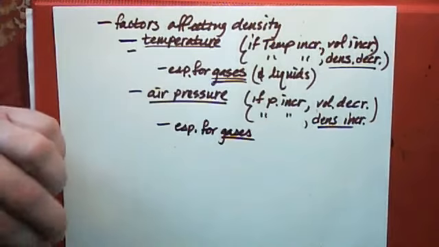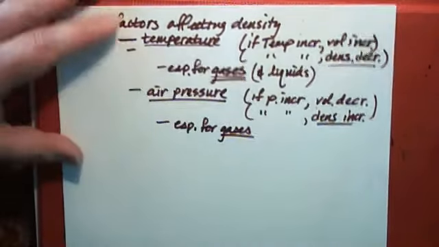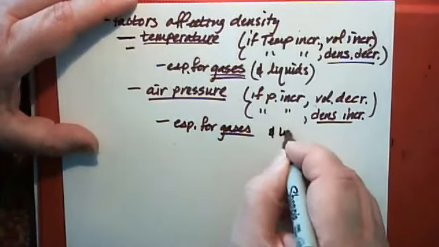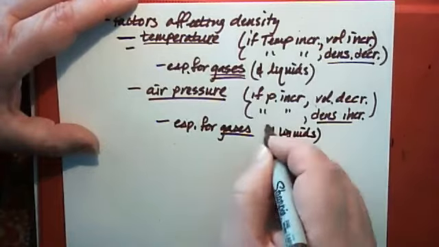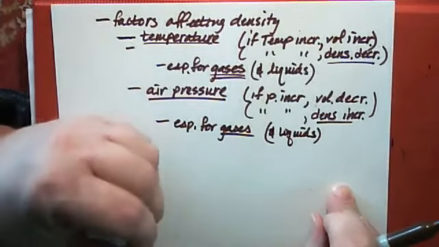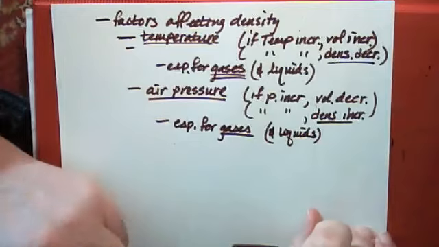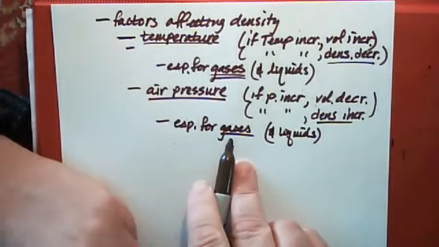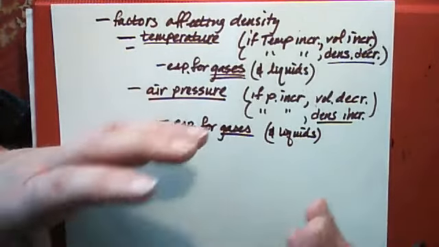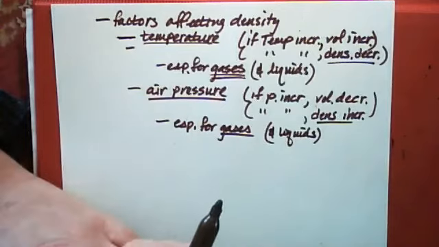And again, this is especially true for gases. Even a small change in the air pressure can result in a big change in the density of a gas. Also true to some extent for liquids, but not as much as gases. And for solids, air pressure really doesn't make that much difference at all. That's because the particles in a gas, as I said a moment ago, are far apart from each other, and even a small increase in pressure can result in those particles being pushed closer together. And that would be a decrease in volume.